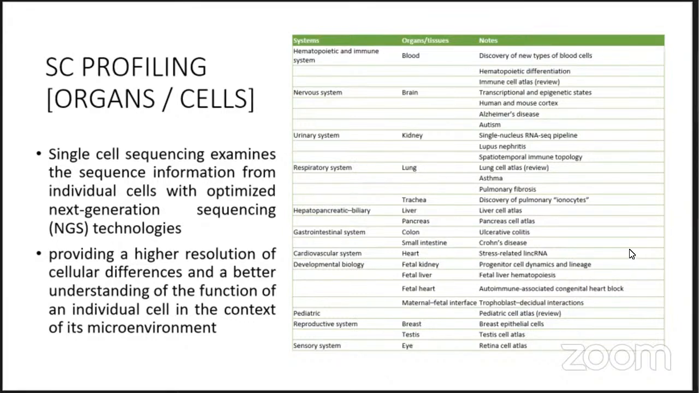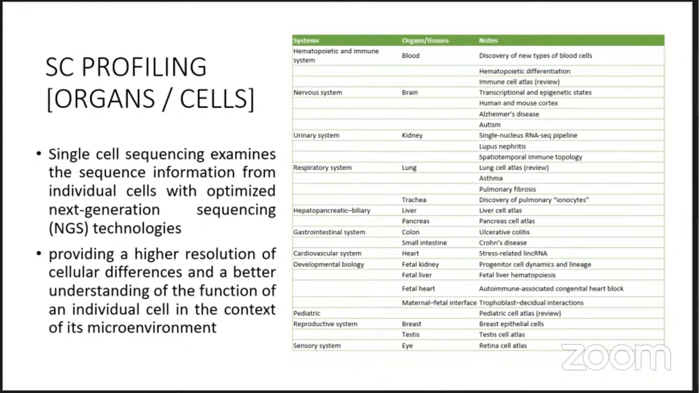because these are complex diseases. Single cell sequencing examines the sequence information from individual cells, which optimized NGS technology. It provides a higher resolution of cellular differences and a better understanding of the function of an individual cell in its microenvironment. As we understand, for immune disorders and cancer, the microenvironment is very complex, and multiple genes and proteins at different time points are involved. So this gives us the opportunity to learn each and everything.